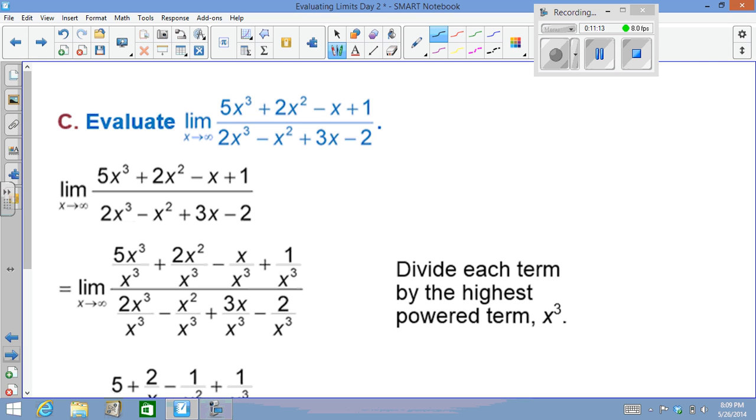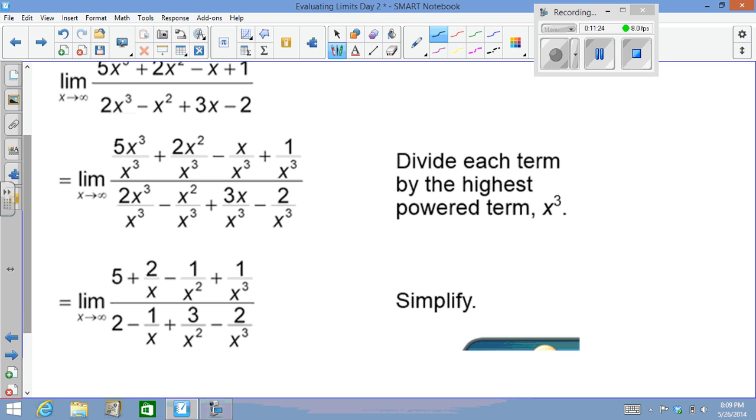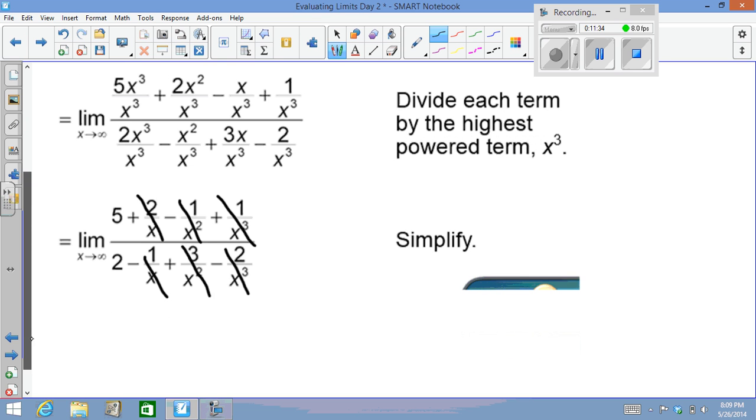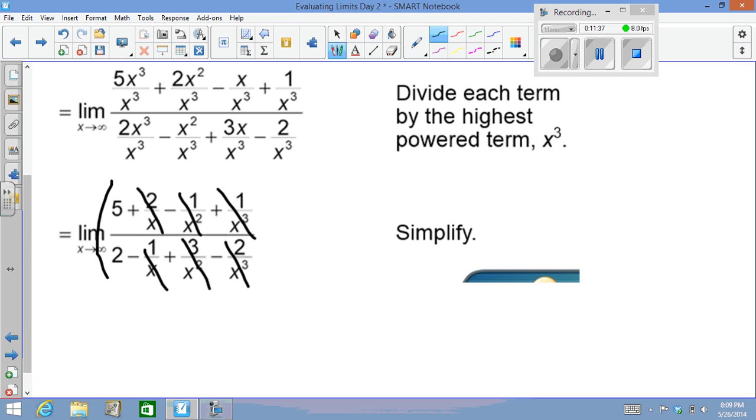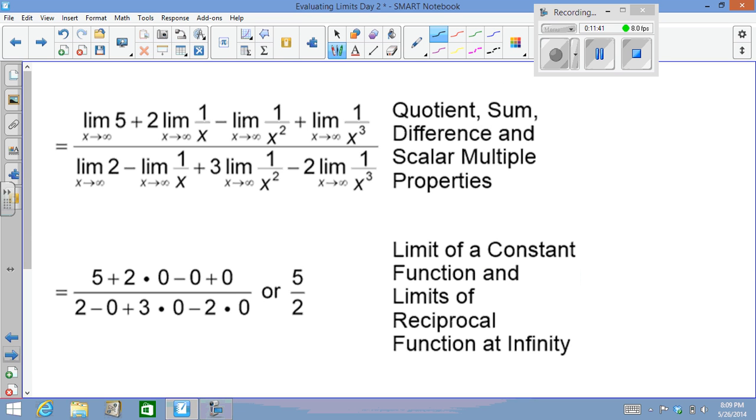And here's our next problem. Next problem, we're going to find our highest exponent is cubed, so we're going to divide everything by x cubed. And then you can see that I can start crossing things out, because I'm going to end up with that going to 0, and that going to 0, and so on. So when I do that, I'm only left with 2 things. So that means my limit is going to be 5/2.